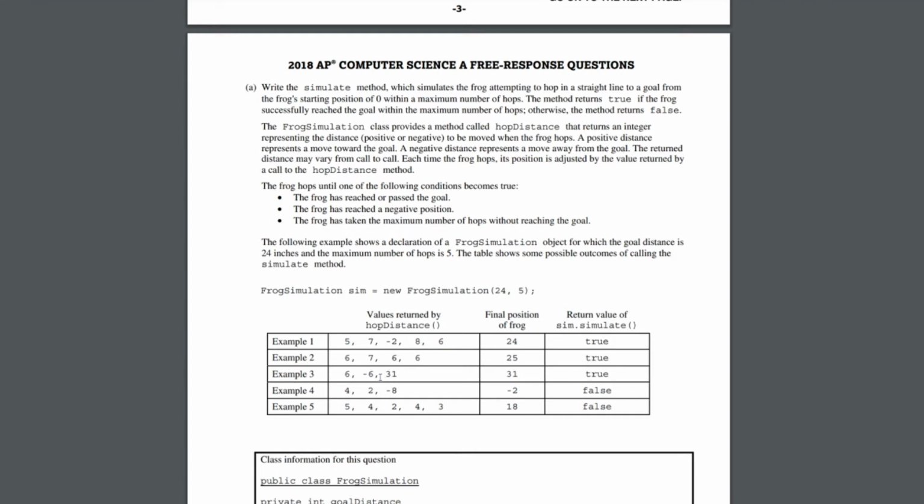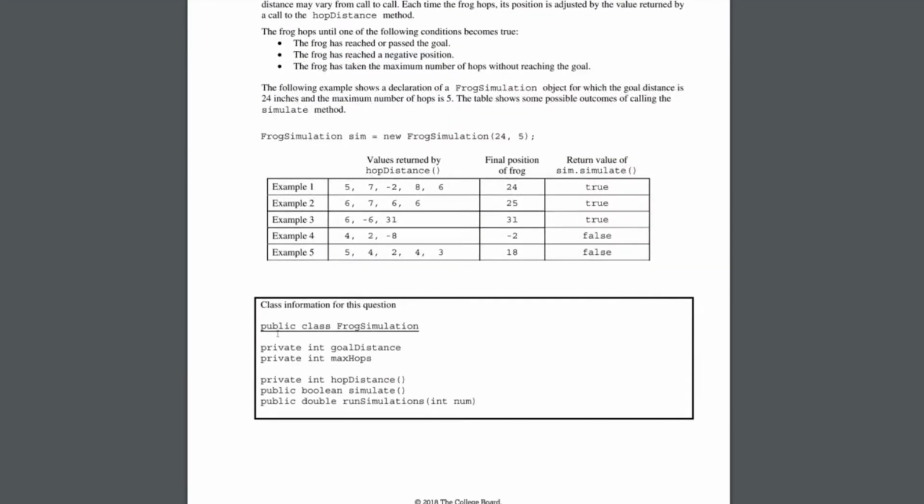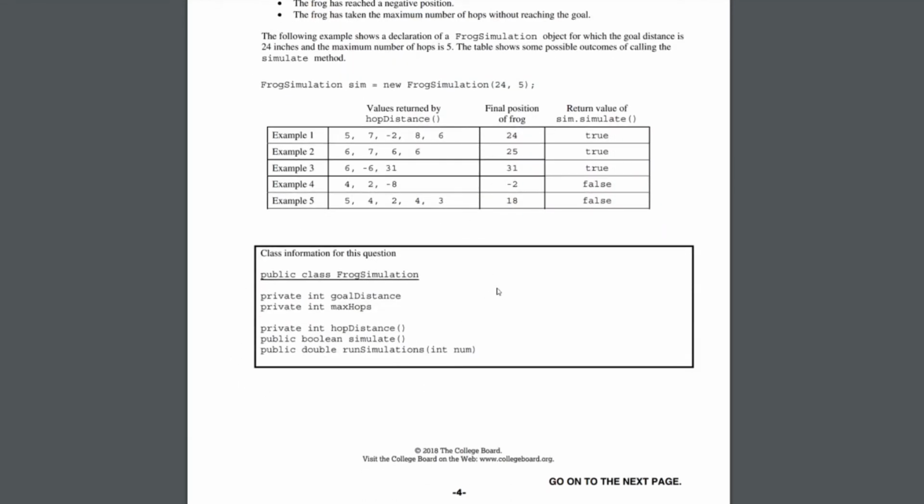Here we went 6. We went back to the starting position. Then we jumped 31. Oh, that's one heck of a jump, kids. That's above 24, so that's true. This time we went 4 to negative 8. The position is negative, so that becomes false. And this time we jumped 5 times. We only got 18, so that one was false. This is just an example of this right here, kids. We have our class information to look at here. Again, this is a good little cheat sheet of what you've got to use.